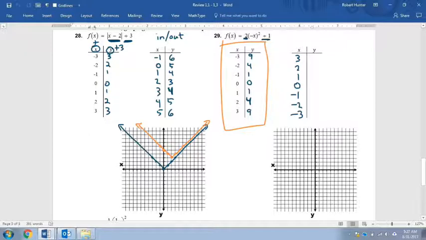So 9 times 2 is 18, plus 1 is 19. 4 times 2 is 8, plus 1 is 9. 1 times 2 is 2, plus 1 is 3. 0 times 2 is 0, plus 1 is 1. And it's quadratic, so again it mirrors on the other side. Now I know 19 does not fit on the graph. Don't sweat it, just don't plot it. I still want to see it on the table though.